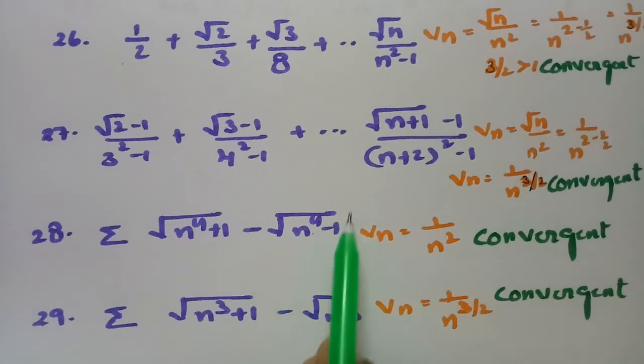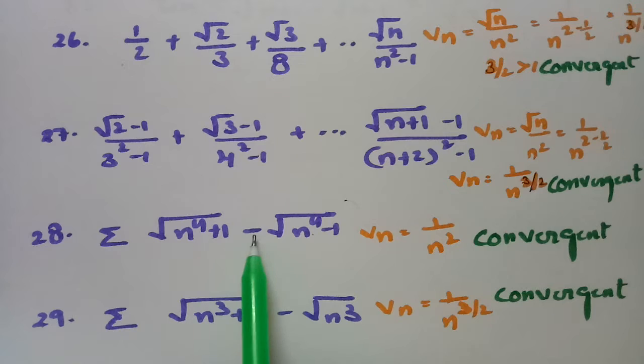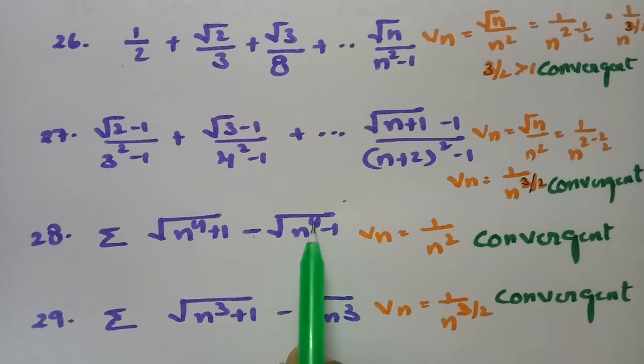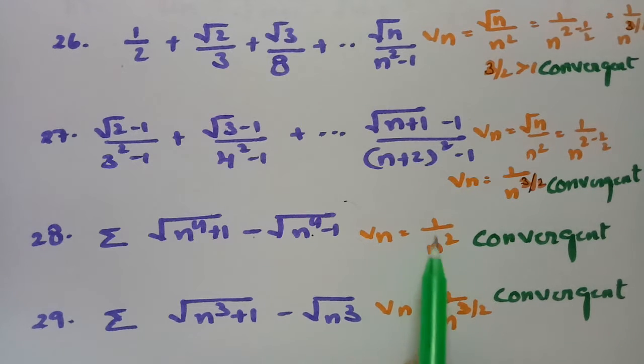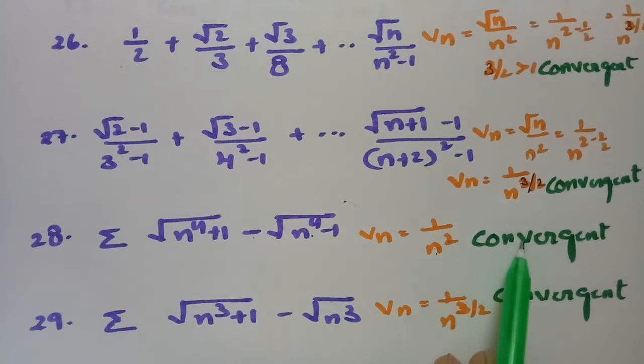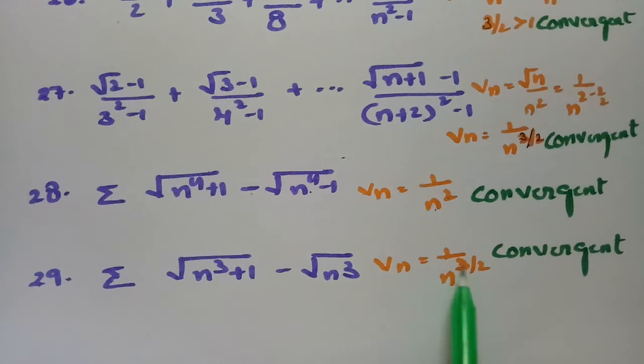So in this case also, if I rationalize with plus on both sides. So here root n power 4, which is equal to n square, in the denominator remains 1 by n square. So 2 is greater than 1, convergent. And here in this case also 3 by 2, convergent.